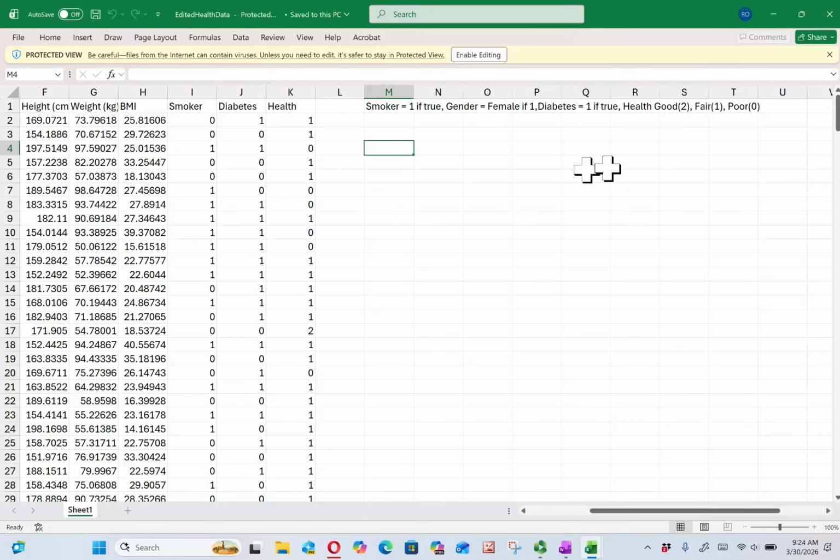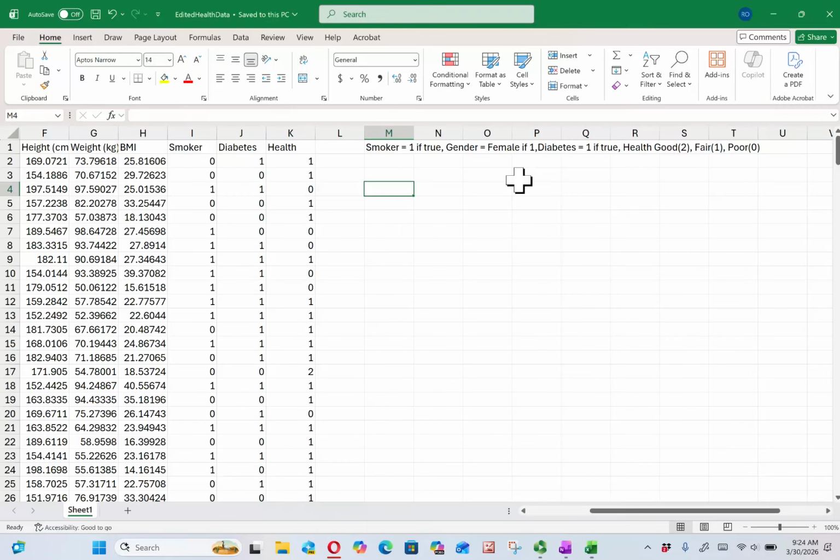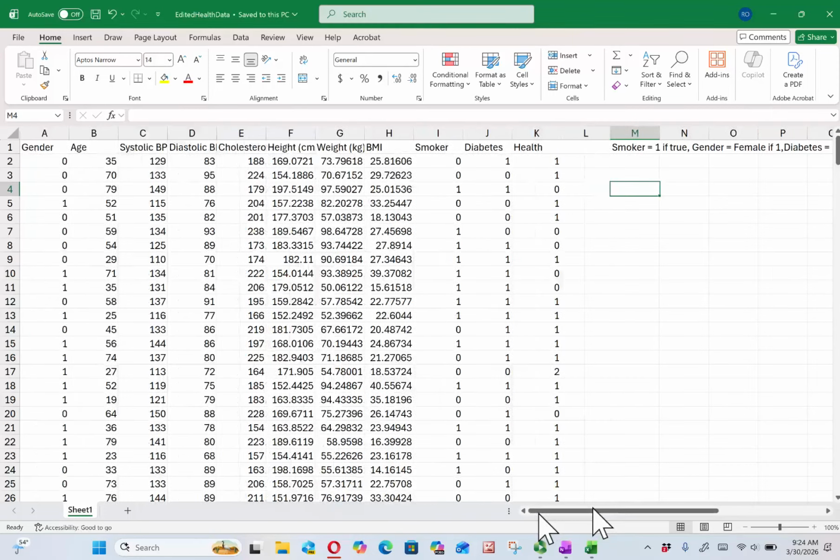And this is data, it's edited health data because I took out a bunch of stuff and converted everything into values. And it's got in the data gender, age, systolic blood pressure, diastolic blood pressure, cholesterol level, height, weight, body mass index, and whether they are a smoker, diabetic, and health. If the health is 2, that means it's good. If the health is 1, it's fair. If the health is poor, it's 0.